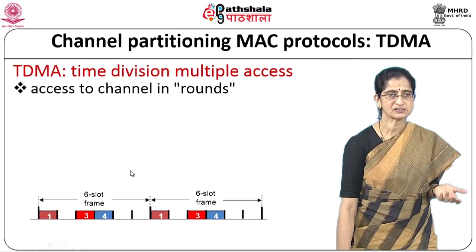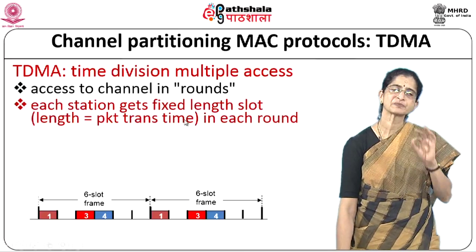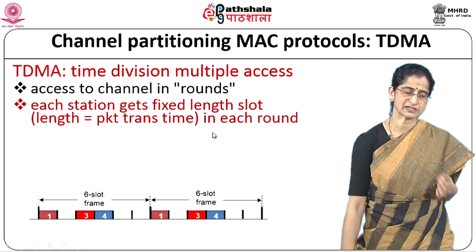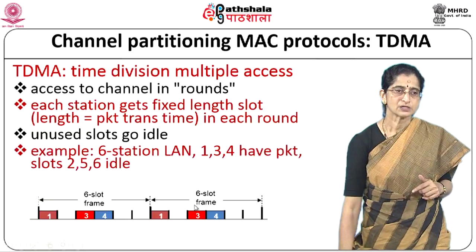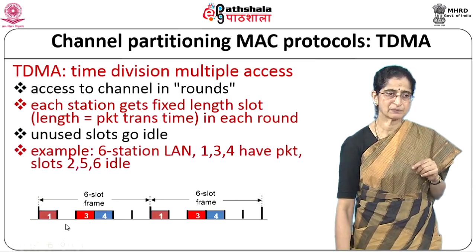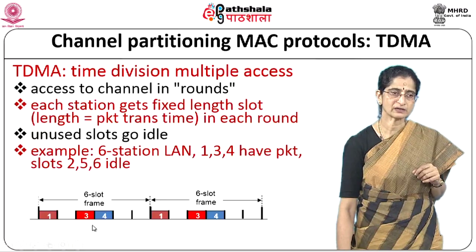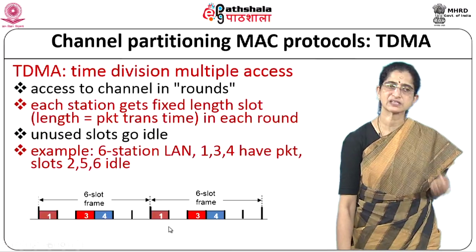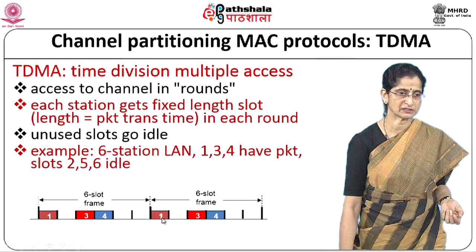Each slot is allocated to a particular station. Each station gets a fixed length slot, and length is normally specified in terms of packet transmission time, in each round. You may have many such rounds. In this example, stations 1, 3 and 4 are transmitting, and 2, 5 and 6 are idle. The unused slots go idle if 2, 5 and 6 are not transmitting. That's one of the disadvantages of TDMA.